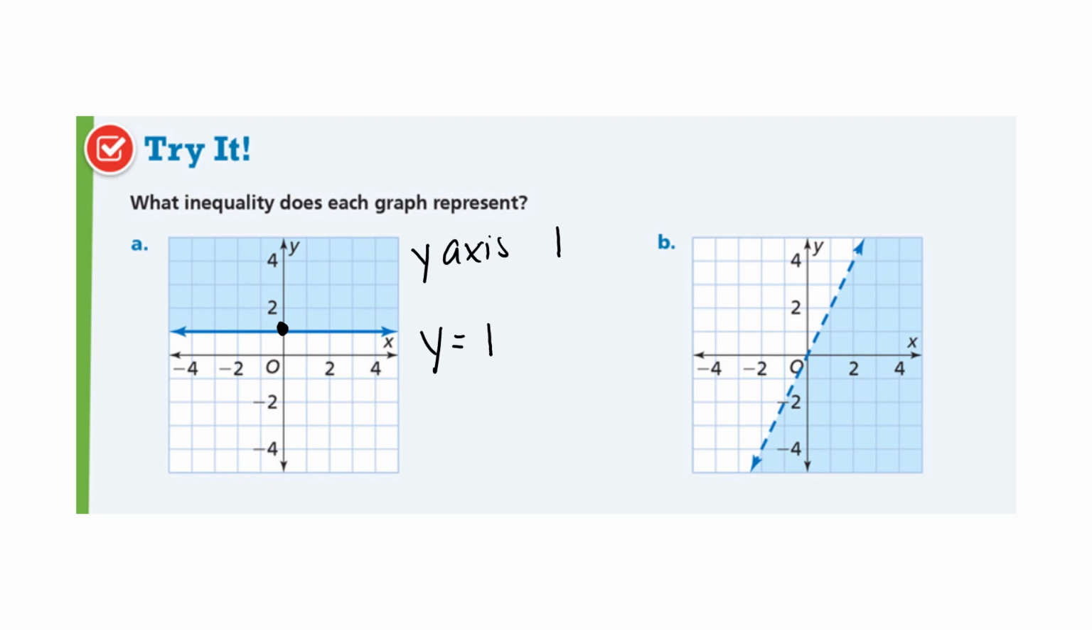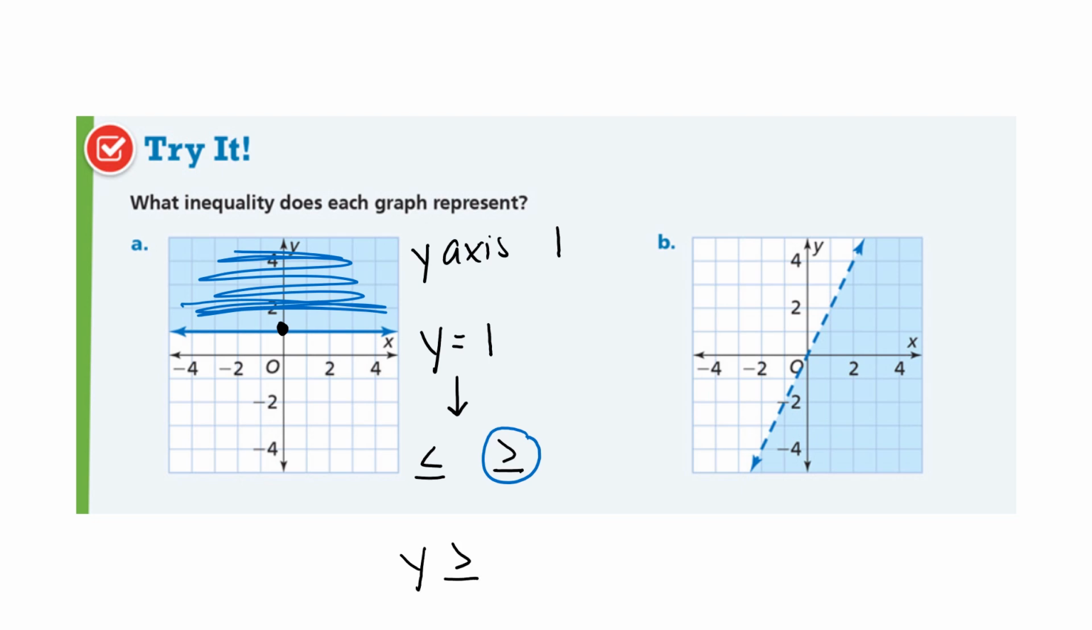Because we are dealing with an inequality, we want to change the equal sign to either a less than or equal to or a greater than or equal to, because it is a straight line. Because everything is shaded above the line on the graph, we know that we're going to use the greater than symbol. So our equation becomes y is greater than or equal to positive 1.